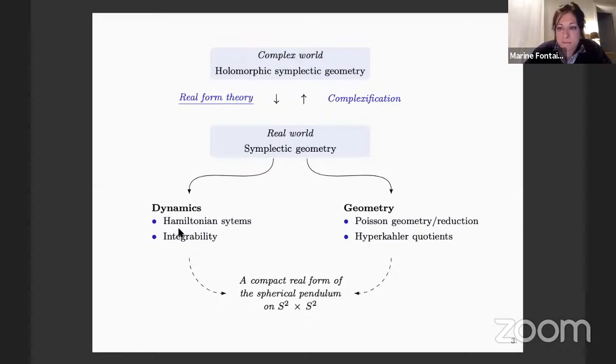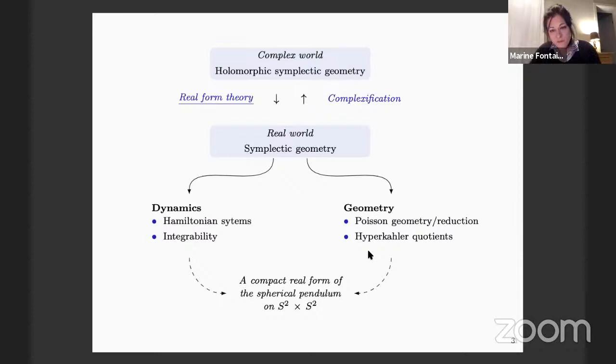On the other hand, there's also a geometric part which shows you how you can define real forms for Poisson geometry, what happens if you have a group action on it, and how the whole thing behaves under Poisson reduction. Phil is going to talk about that part, and I'm going to focus on the dynamics part. And there's also a part that has to do with hyperkähler geometry.